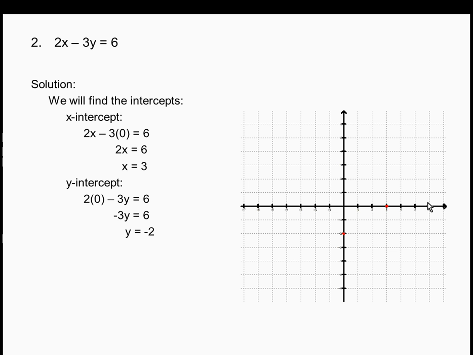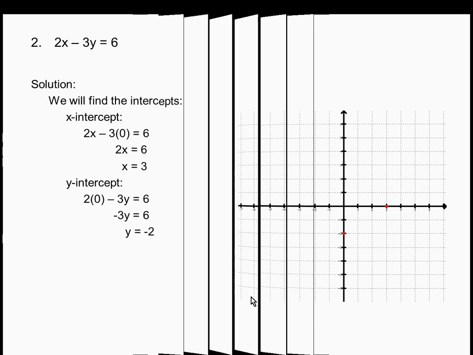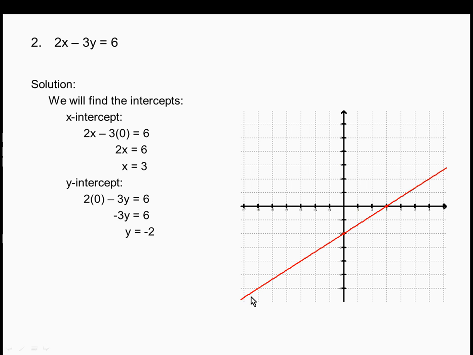Okay, now, the downside of just doing the intercepts is I don't really have a third point as a check. Now, when you draw the line, don't just connect the 2 dots. Draw the entire line that passes through the 2 points. Now again, this is a picture of all the solutions to that equation.